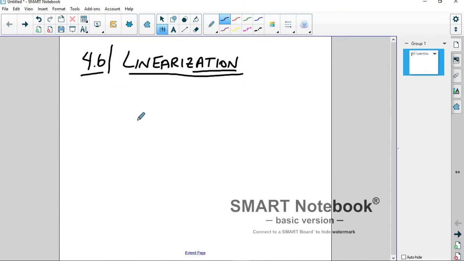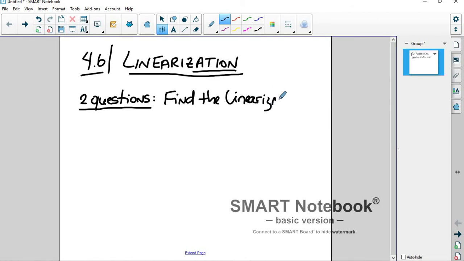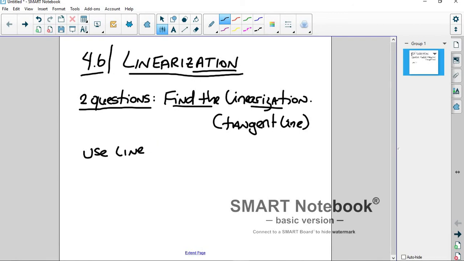So how do we figure this out? There are two questions that really could be asked for this section. One is to just find the linearization for a function. And if that's asked, well, that's just find the tangent line. That's all it is. Whereas the second thing we could do is use linearization to approximate.